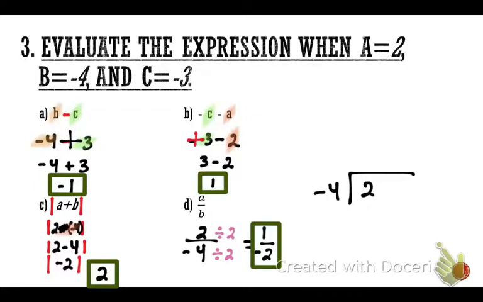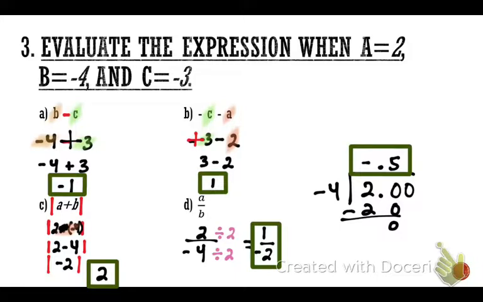If I wanted to come over here and do it like this, 4 goes into 2 five times. 5 times 4 is 20. 20 minus 20 is 0. So technically the answer would be -0.5, which, as you can see, is the same thing as -1/2. Is everyone following? Because that looked like everyone made a mistake on that one.